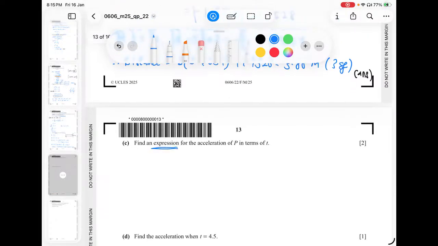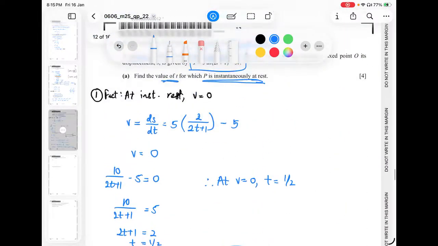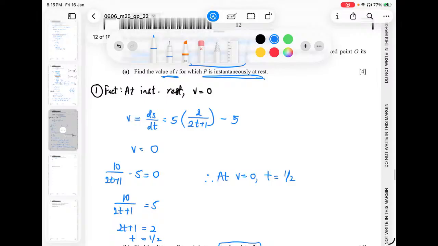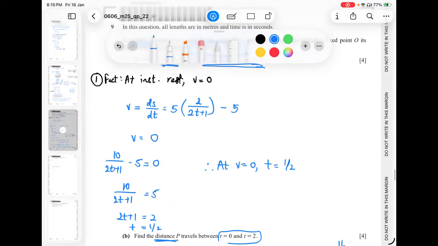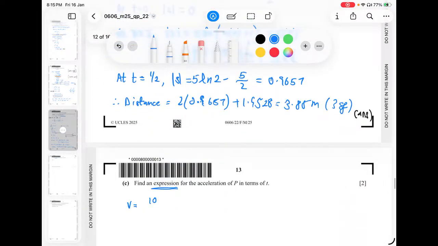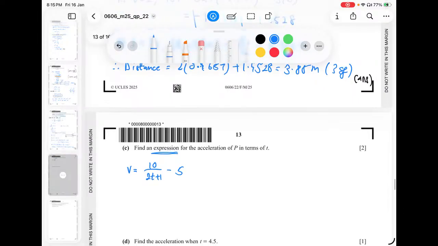Now, part C, find an expression for the acceleration of P. So basically, you know that the velocity equation is 10 over 2t plus 1 minus 5. So basically, the acceleration is dv over dt.